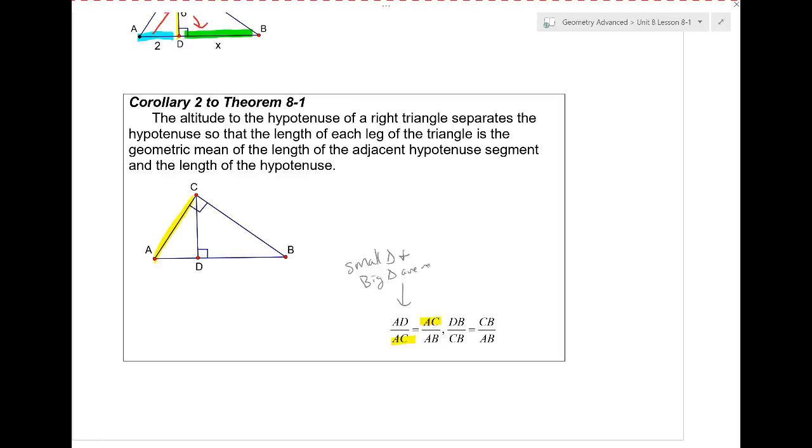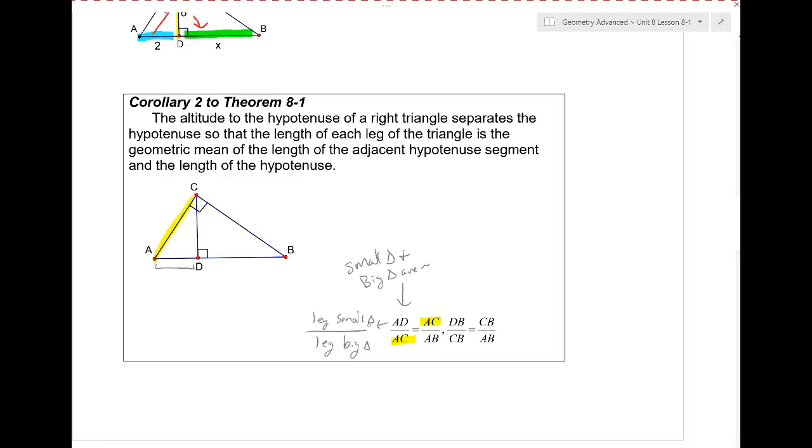So are you guys with me? I'm just going to use that as my similarity statement. And this is how I'm going to be setting it up, okay? So on this first one, we're going to use the fact that segment AD, do you guys agree with me? Segment AD is a leg of the small triangle, right? Now, doesn't that have to correspond to the leg of the big triangle? So remember, this is leg small to leg big triangle, so small triangle to big triangle. Are you guys with me on that?